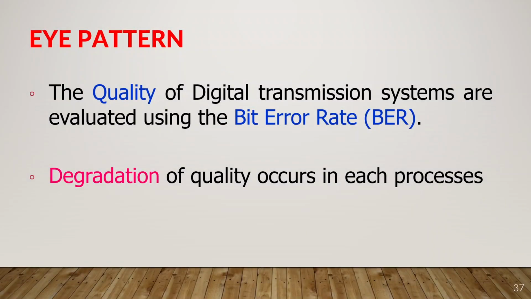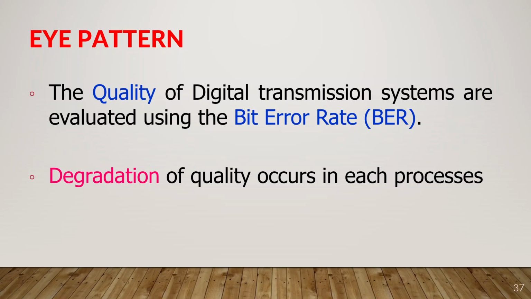Usually, the quality of digital transmission systems is evaluated by using bit error rate. If the bit error rate is good, then the quality will be high. If the bit error rate is not up to the mark, then the quality is said to be degraded. Now, this degradation of quality of digital transmission systems will be analyzed with the help of the eye pattern.